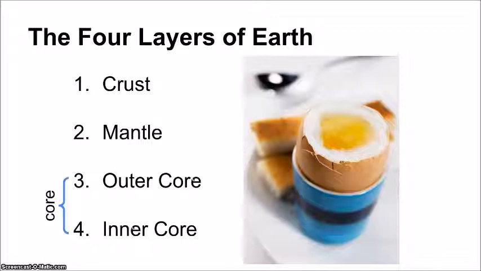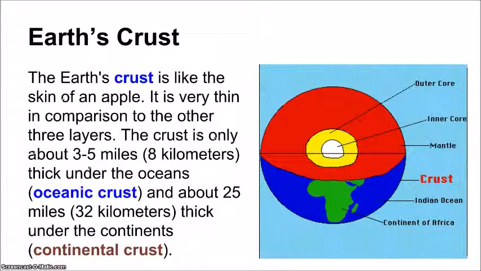Here we go. We're going to start with the crust. So the crust is very, very, very thin compared to the rest of the layers in the Earth. It's like the skin of an apple. It's super, super thin. In the oceans, it's somewhere between 6 and 8 kilometers thick. Very, very thin. And under the continents, it's like 30 to 32 kilometers thick. Much thicker, but still really thin compared to these other layers.